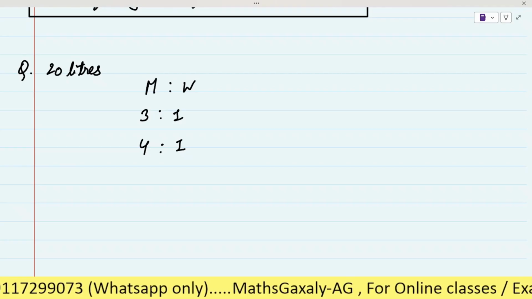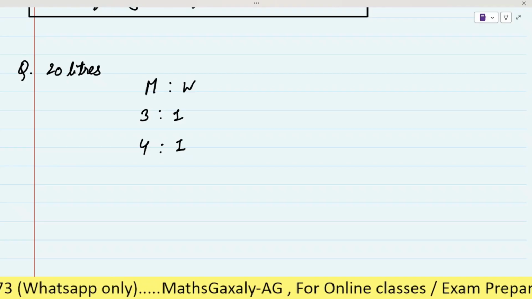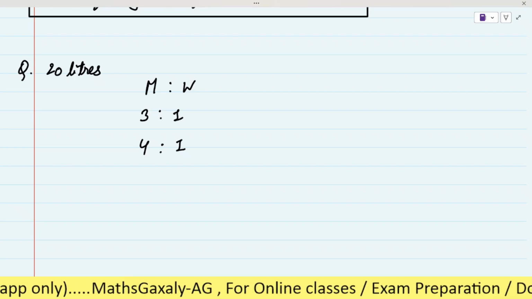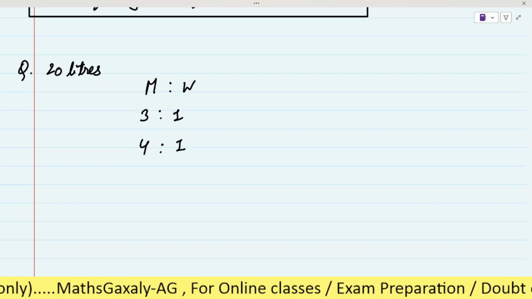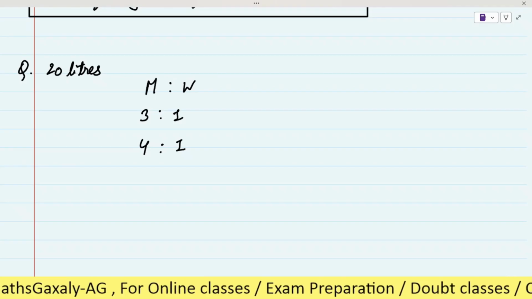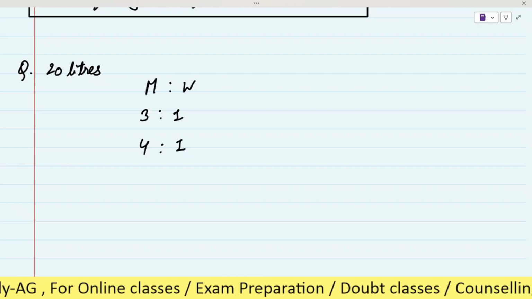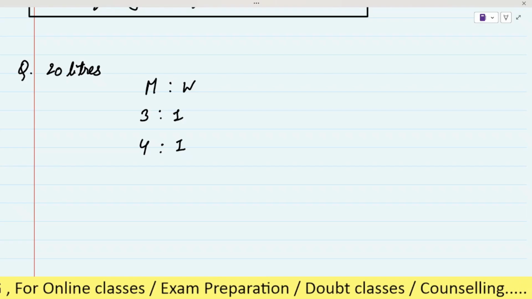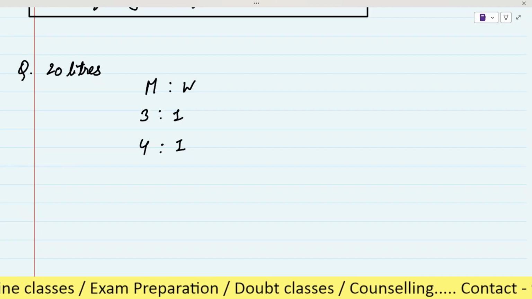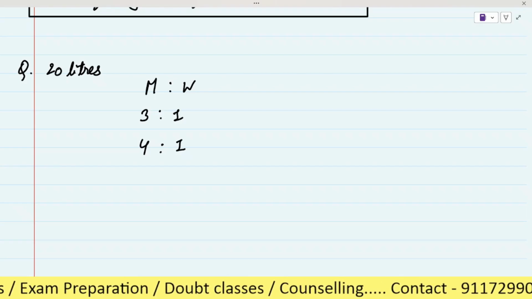Should it still be 20 liters? No, initially the mixture was 20 liters. No sir, I was asking if the total should be 20 liters still. Yeah, initially it was the total. Whatever it is, initially or final, the total quantity is 20.